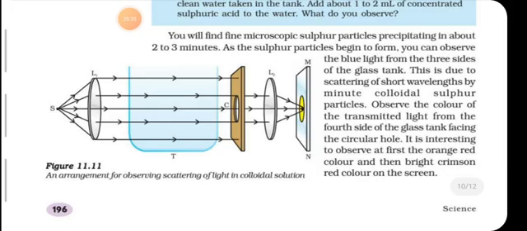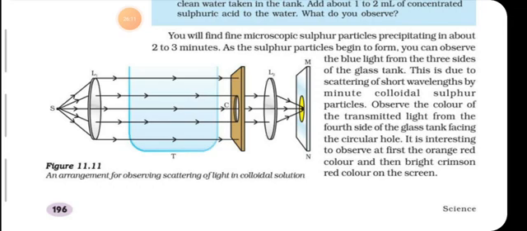As the sulfur particles begin to form, you can observe blue light from all three sides of the glass tank. Yes, students, over here in figure 11.11, it is named the arrangement for observing the scattering of light in a colloidal solution. You can see white colored light produced from all the directions. This is due to the scattering of short wavelengths by minute colloidal sulfur particles.